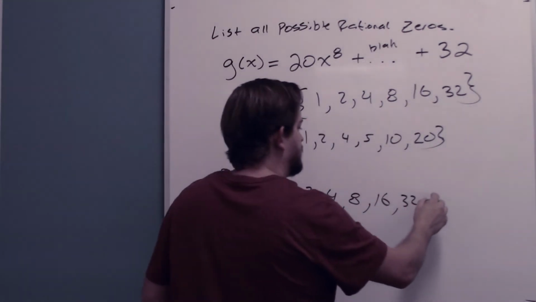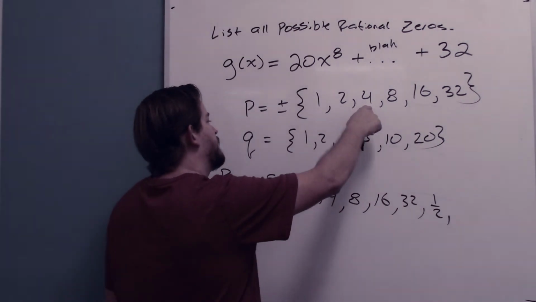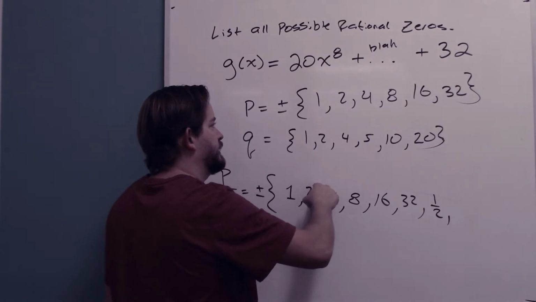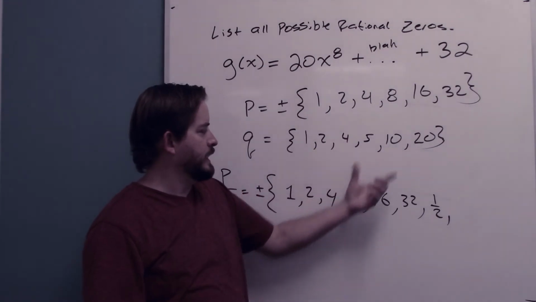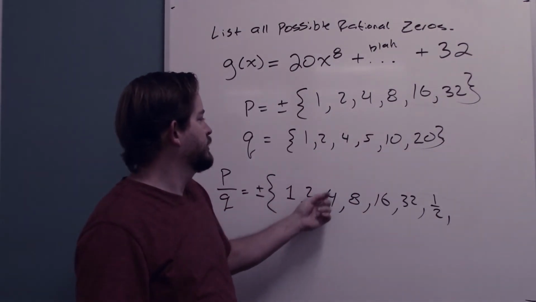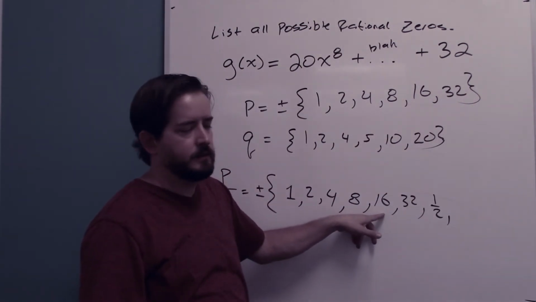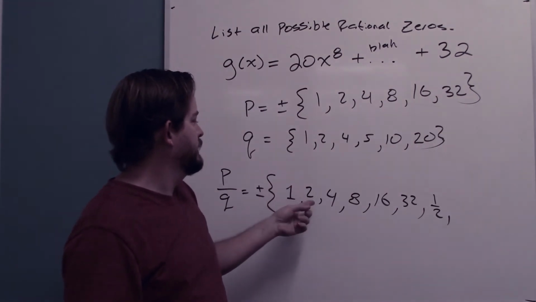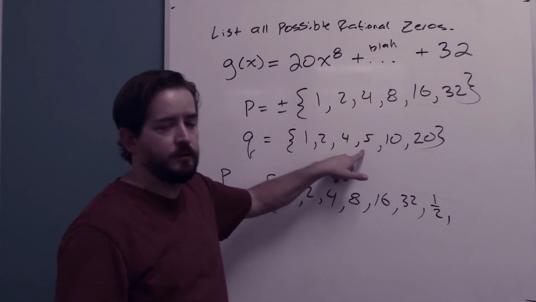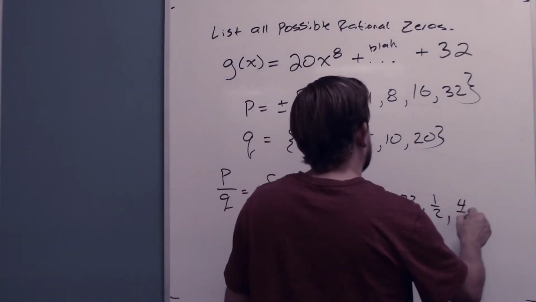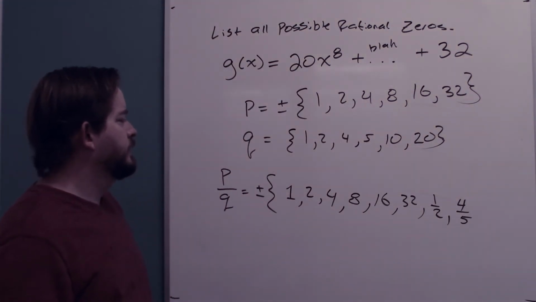So 1 over 2. 2 over 2 is already here, so I'm not going to write it. 4 over 2 is already here, 8 over 2 is 4, already here. The nice thing about this is a lot of the 2's and 4's are going to cancel out because they're already here. 16 over 2 is 8, already here. 32 over 2 is 16, already here, right? 4 over 1 is 4, it's there already. 4 over 2 is 2, 4 over 4 is 1. 4 over 5 is not there, so here we are, 4 over 5. I think I weirdly went out of order. I did.